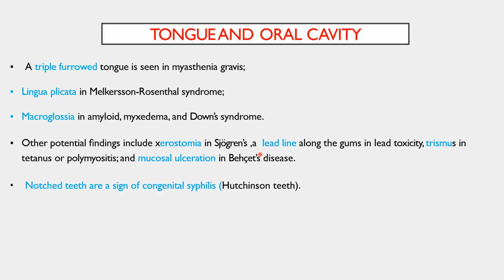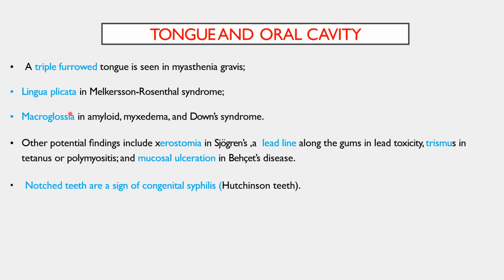Next, tongue and oral cavity. That is the triple furrowed tongue in myasthenia gravis, due to the selective atrophy of the tongue muscles characteristically seen in myasthenia gravis. By seeing the triple furrowing, you can make out the diagnosis of myasthenia gravis. And multiple fissures in the tongue is seen in Melkersson-Rosenthal syndrome.